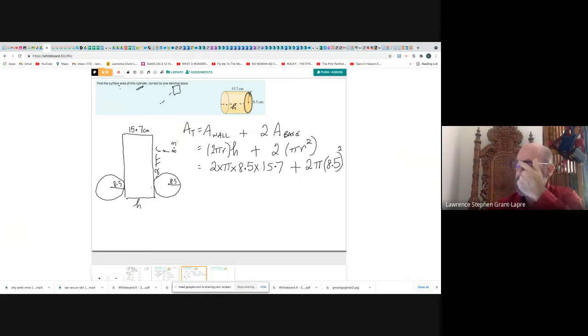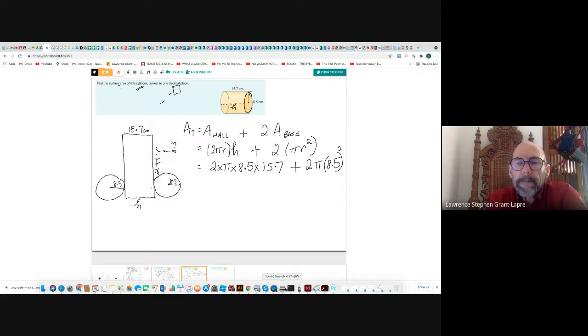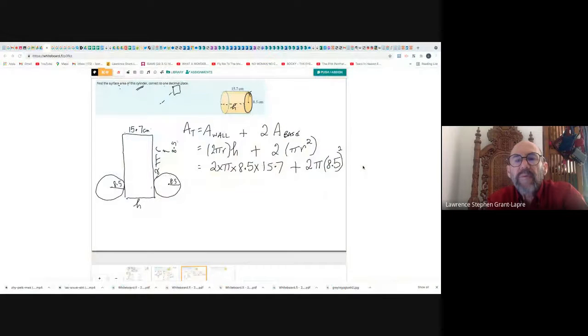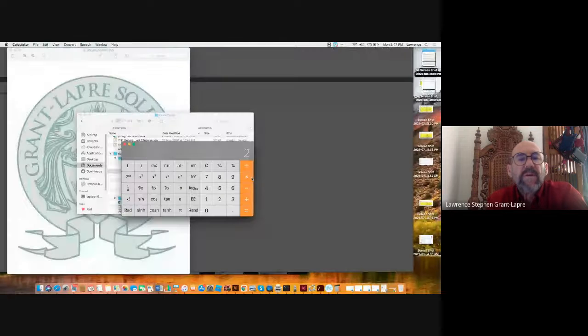I think here we need a calculator, so let's just make a note of that so I can put these numbers in the calculator. Let's go to a calculator. Two pi, 8.5, 15.7. So 2 times pi times 8.5 times 15.7. Okay, that's the area of the wall.